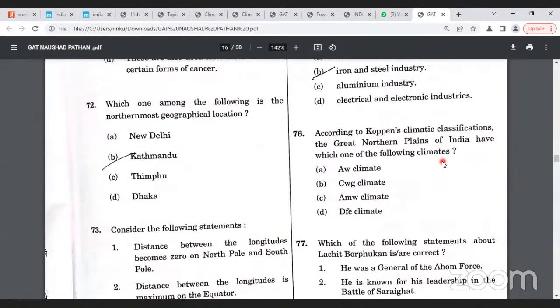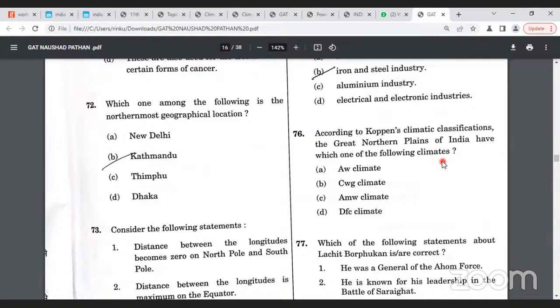According to Köppen's climatic classifications, A type of climates are tropical ones, capital B type of climates are dry ones, capital C type of climates are subtropical, which makes sense that we'd associate Great Northern Plains of India with the subtropical climates.